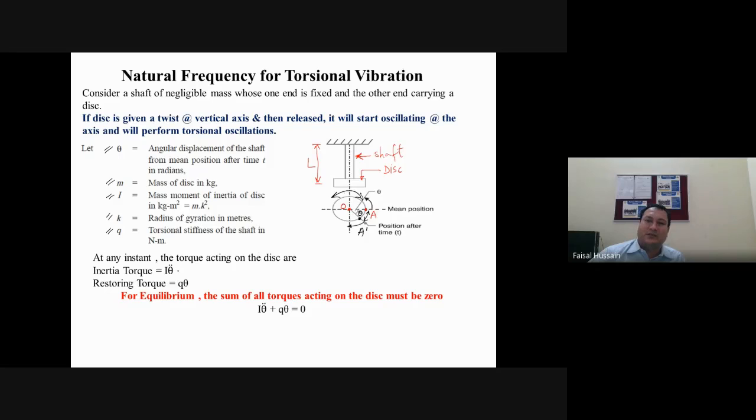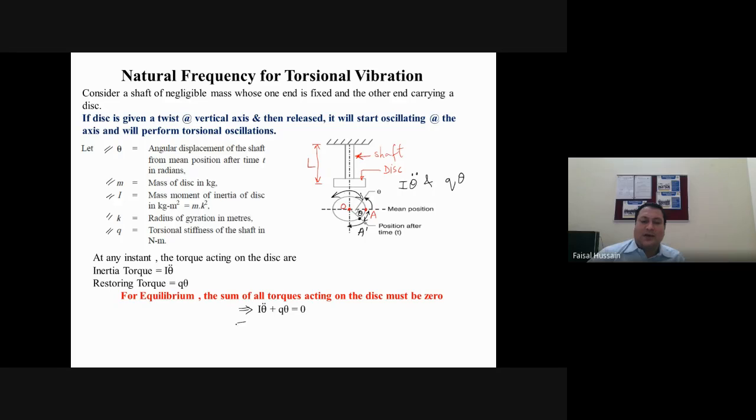And second one will be your restoring torque. In spring there is a restoring force, but where the torque comes into the picture, so instead of restoring force, here there will be a restoring torque, and the restoring torque is q into theta. So under equilibrium, the sum of both the torques acting on the disc will be equal to 0. So for equilibrium, the sum of all torques acting on the disc must be equal to 0. So it means that the two torques which are acting on the body, one is your inertia torque I theta double dot, and another one is your restoring torque q into theta. So the summation of these two torques will be equal to 0.